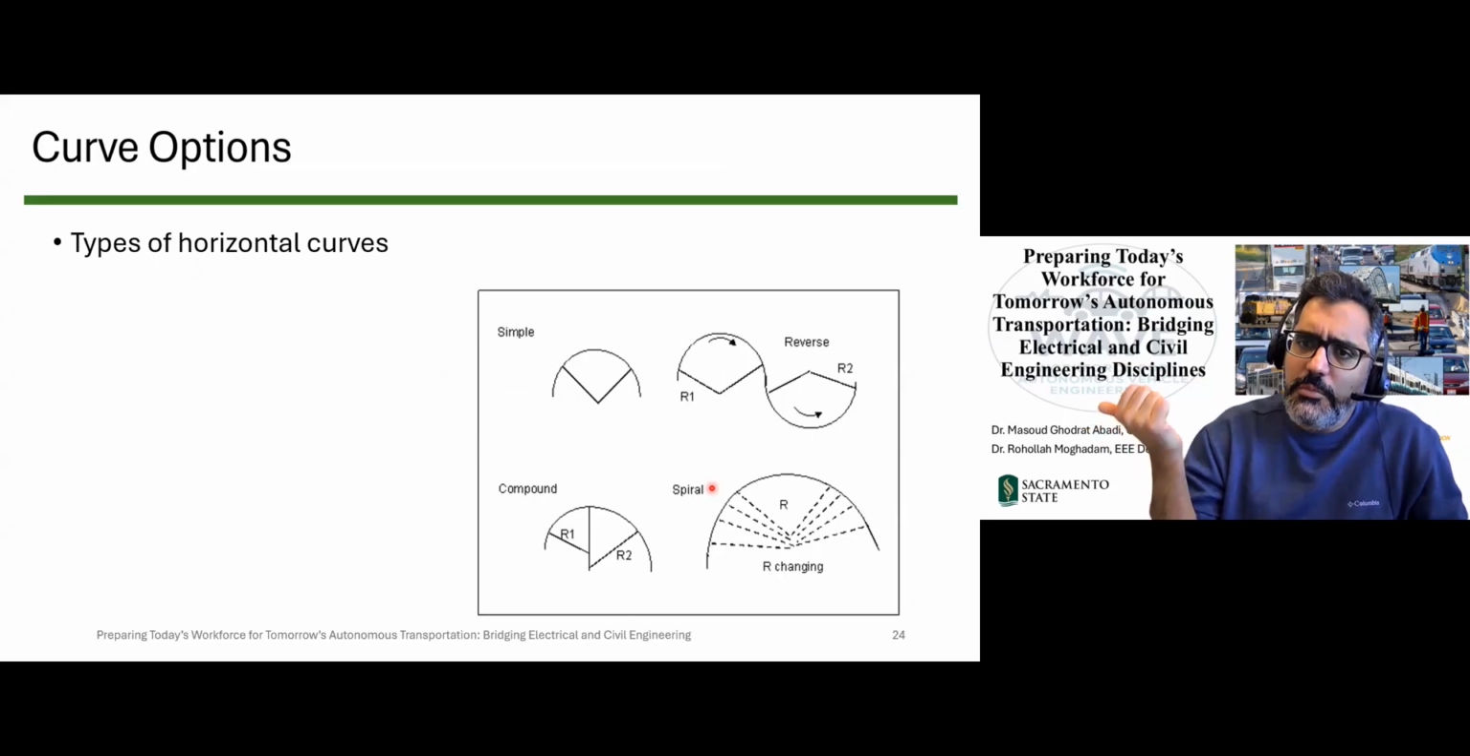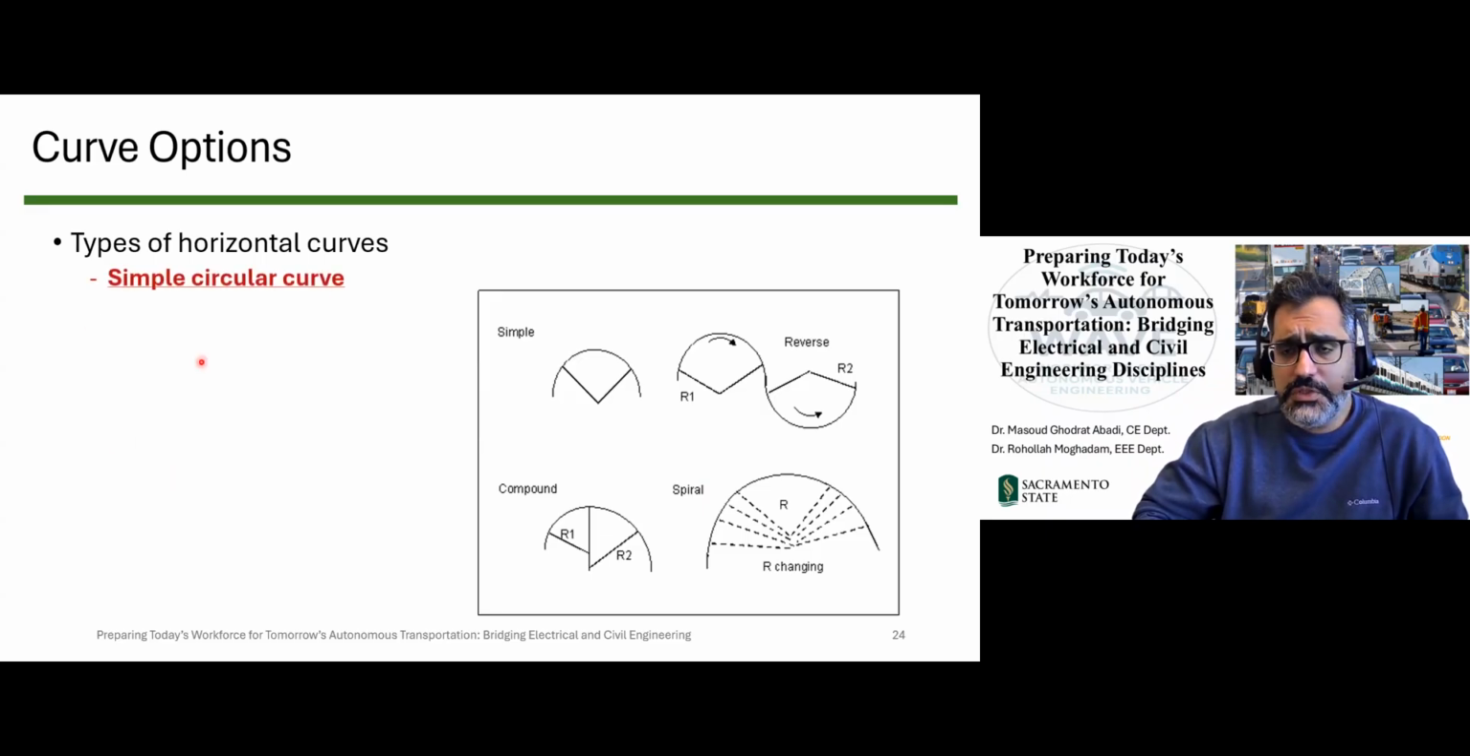We just learned a few minutes ago that when we are talking about vertical alignment, the most appropriate function, mathematical equation, would be a parabola. A parabolic curve is the most appropriate one. For horizontal curves, it is circles. Circles are the most common forms, and simple circular curve is one of the common options. Whatever you see in the next slide is based on a simple circular curve, which means that there's only one radius.